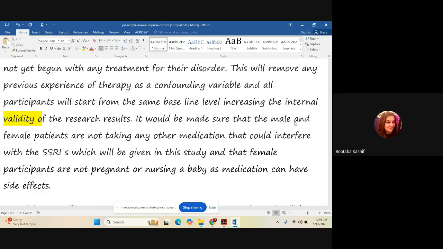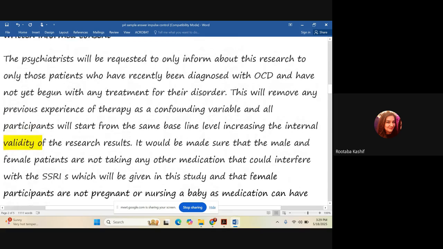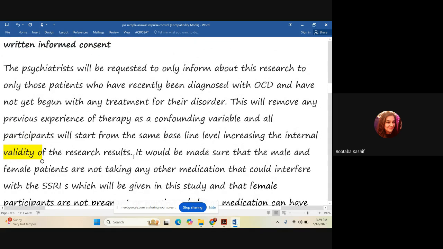It would be made sure that the male and female patients are not taking any other medication that could interfere with SSRIs, which will be given in this study, and that female participants are not pregnant or nursing a baby, as medication can have side effects. So all of these are controls. And what does the control help you achieve?